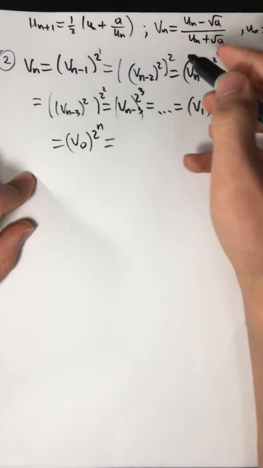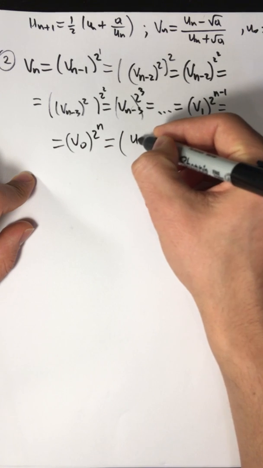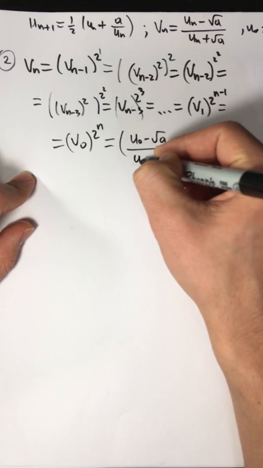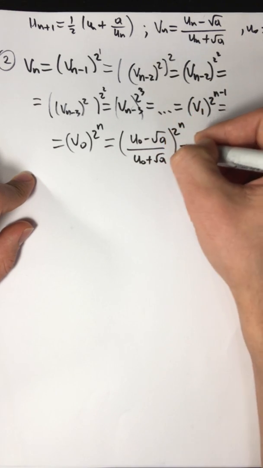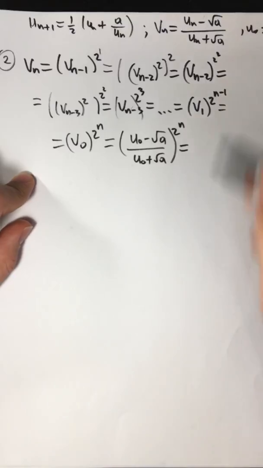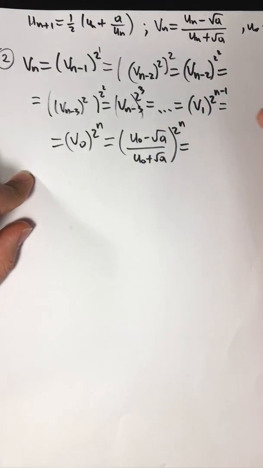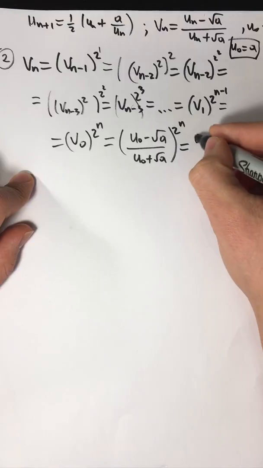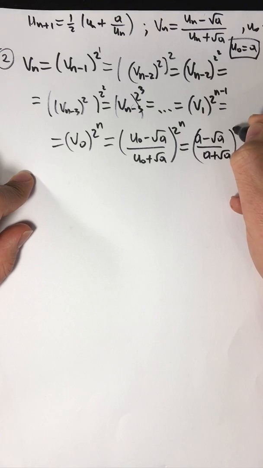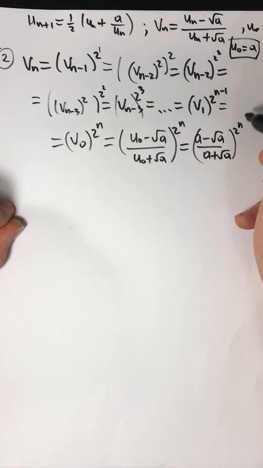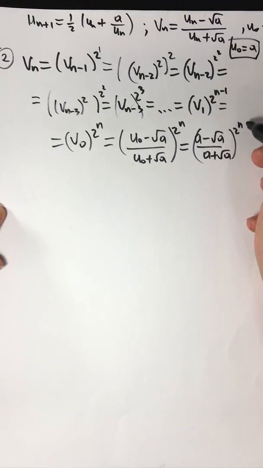And what is v_0? According to this formula, v_0 is equal to u_0 minus root a divided by u_0 plus root a, and then to the power 2 to the n. And what is u_0? It's given, it's a here. A is a constant number, so I'm going to write u_0 here because I don't think you could see it. Okay, now you can see it. u_0 is given already, so it's a minus root a divided by a plus root a, to the 2 to the n. Right now it's done, because v_n is expressed with 2 to the n.